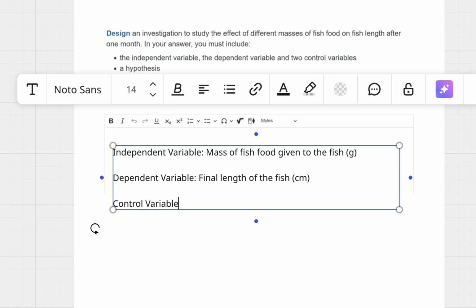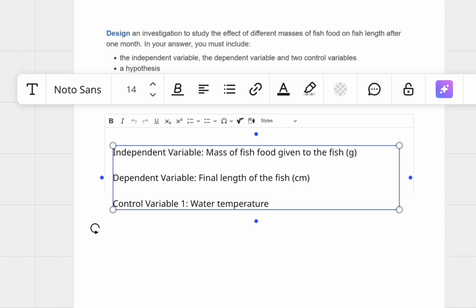Control variable, we'll just go ahead with the water temperature. Control variable 1 is going to be the variable that we're going to control, because controlling our variables is really important. When we're performing an experiment, there are certain external factors that can actually affect our findings. So to ensure that our findings are reliable, accurate, and there are no anomalies present, we have to have at least two control variables.